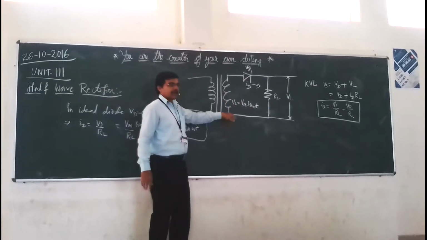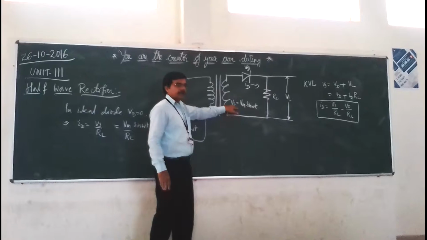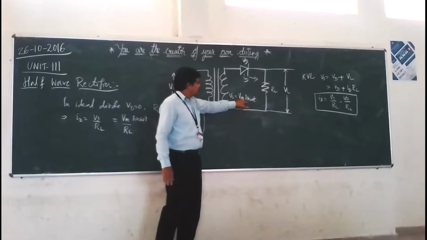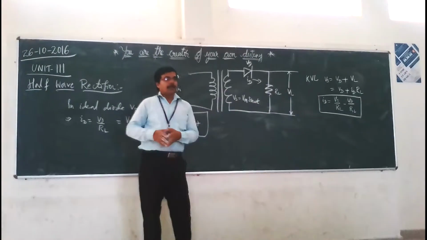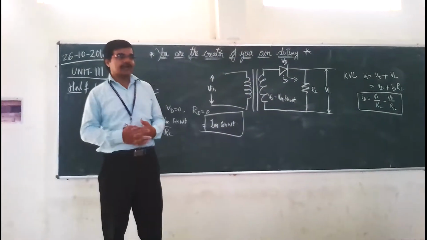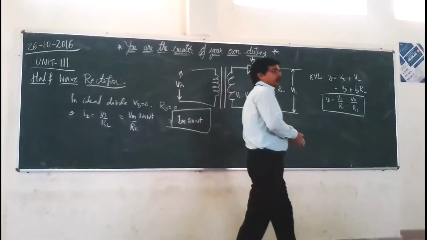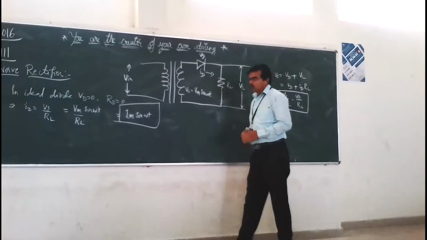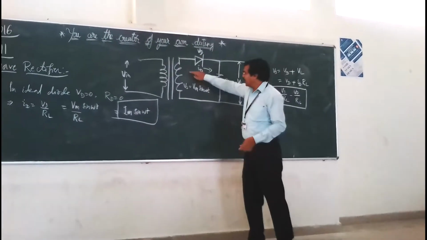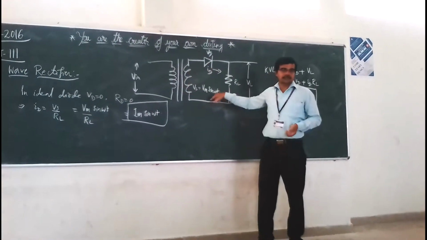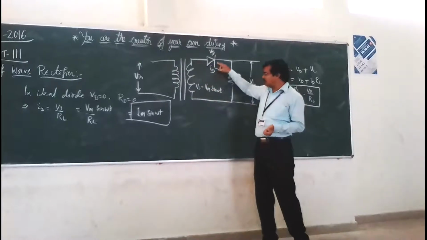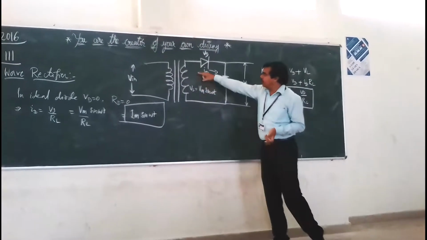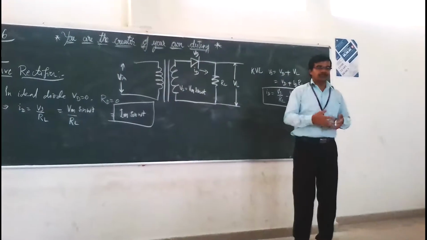At the secondary of the transformer, you have the voltage Vs. This secondary voltage is Vm sin omega t. Now, going for Kirchhoff's voltage law, what is Kirchhoff's voltage law? If you have a closed path, then the summation of all the voltages will be equal to zero.